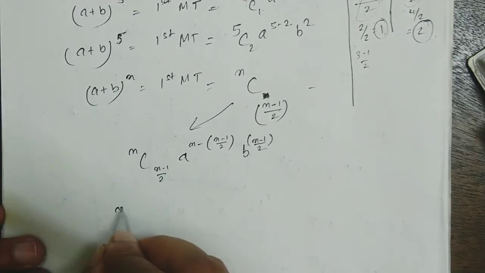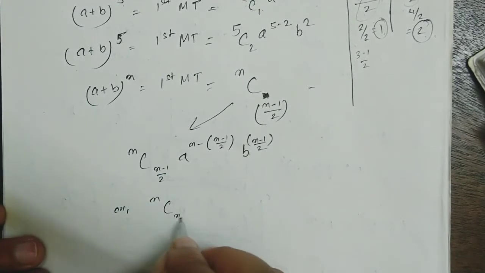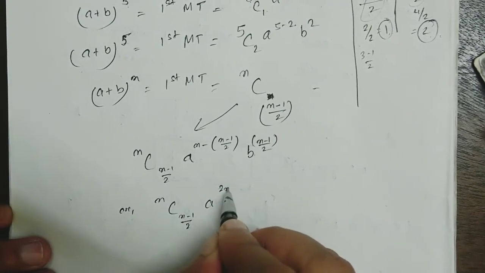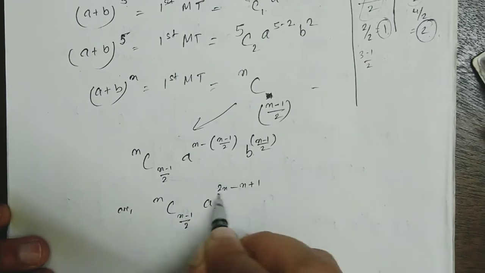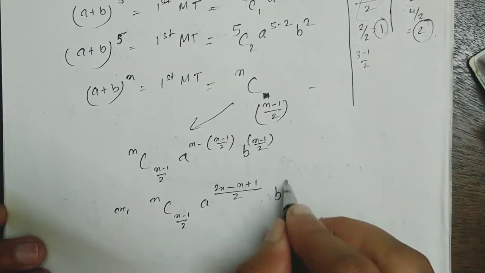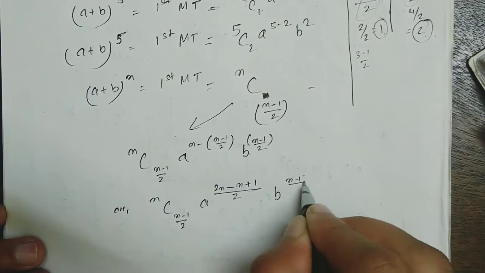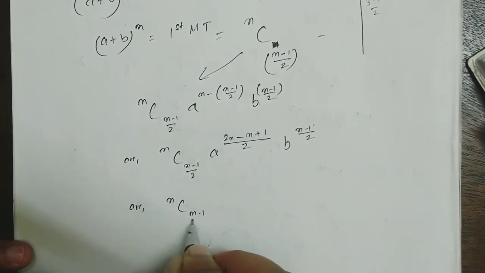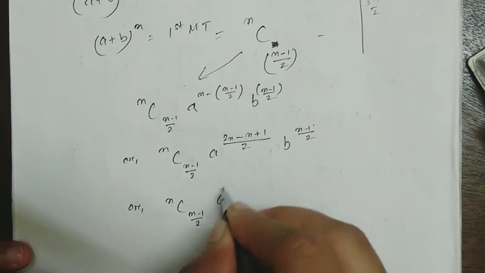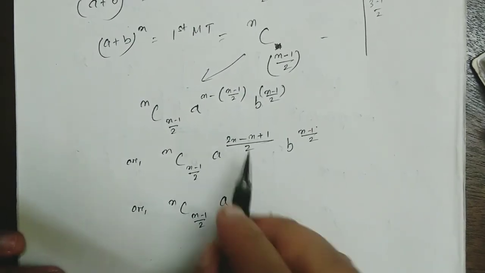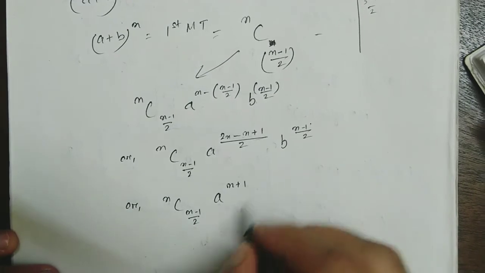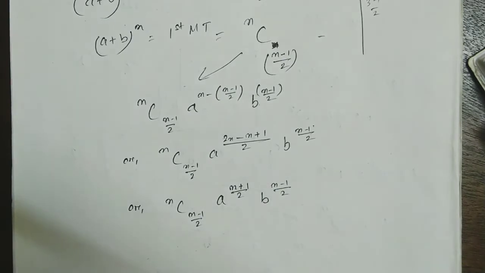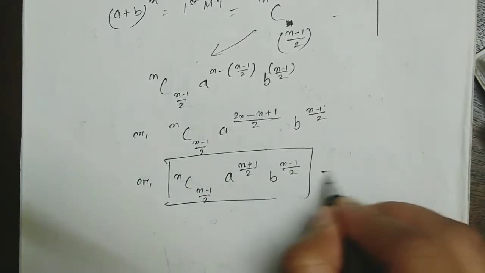এটাকে আমি যদি সলভ করি, or nc n minus 1 by 2 a to the power 2n minus n plus 1 by 2 b to the power n minus 1 by 2, or nc n minus 1 by 2 equals to a into a to the power n plus 1 by 2 b to the power n minus 1 by 2. So this is the first middle term.